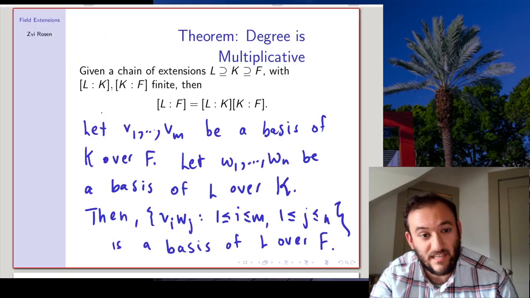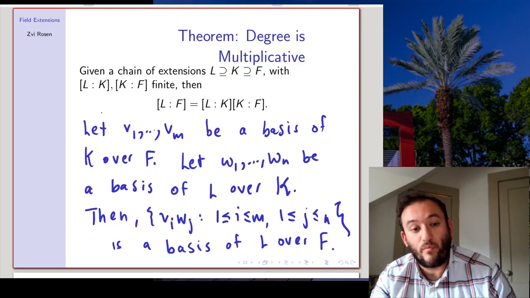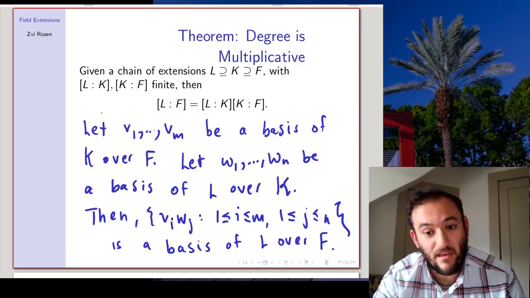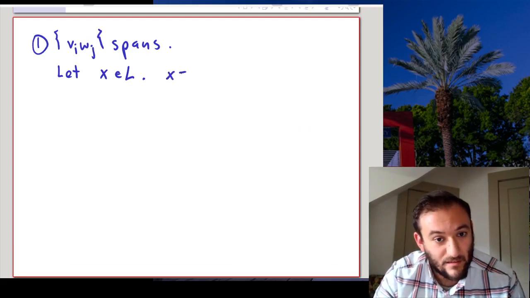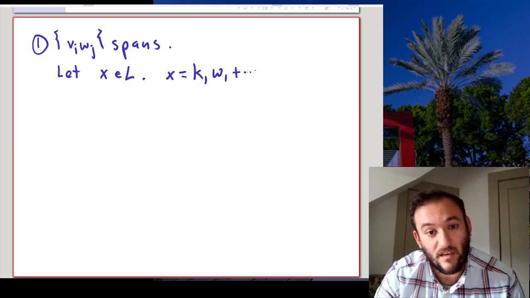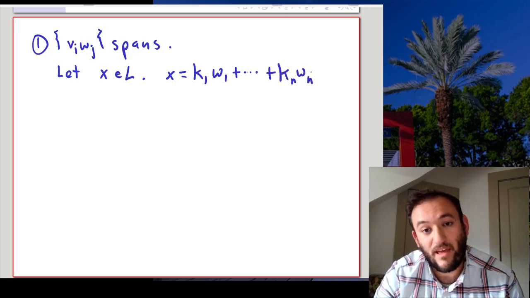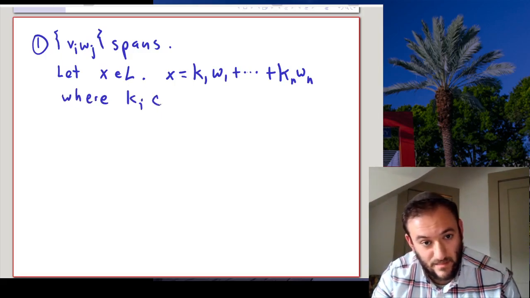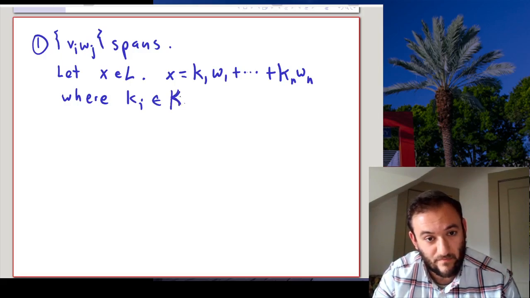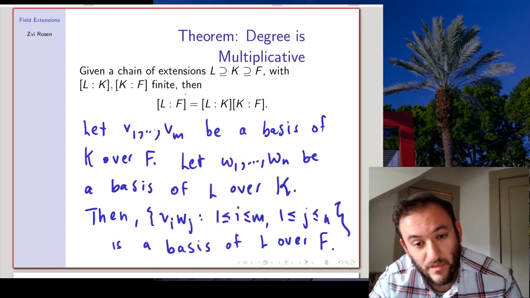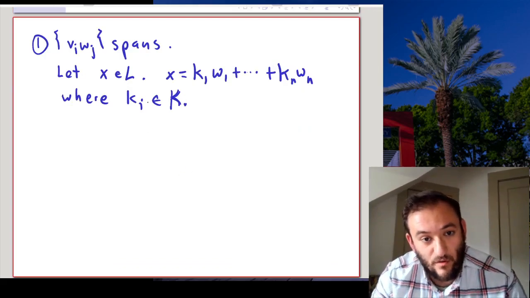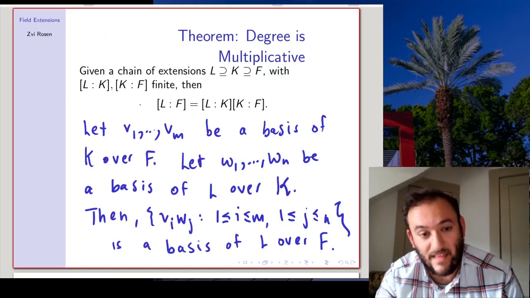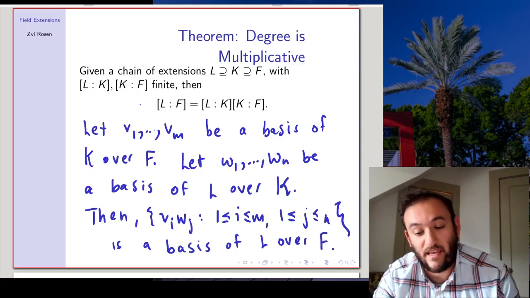Because we know that the elements W1 through Wn span L using coefficients in K, we can write x equals k1 W1 plus up to kn Wn, where ki is in K, because we're writing this as a vector space over K. So the coefficients have to be in K. Well, the thing about K is that every element here can be written as being in the span of the Vi's, because K is a vector space over F.